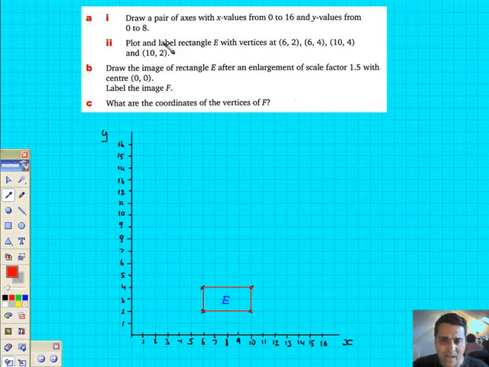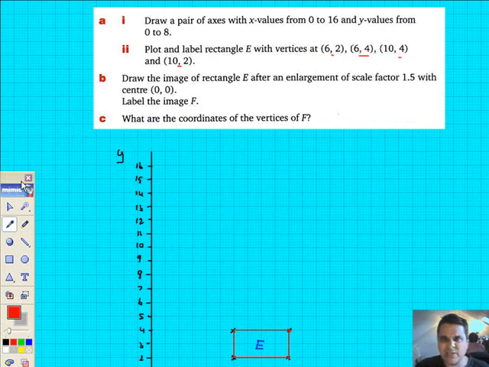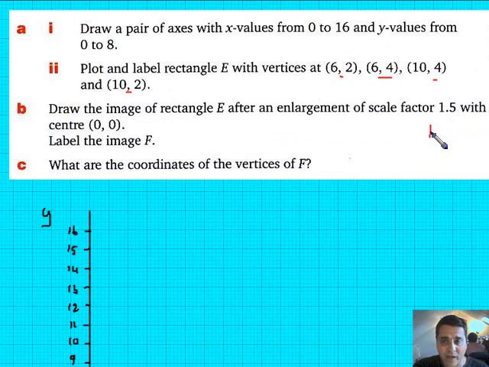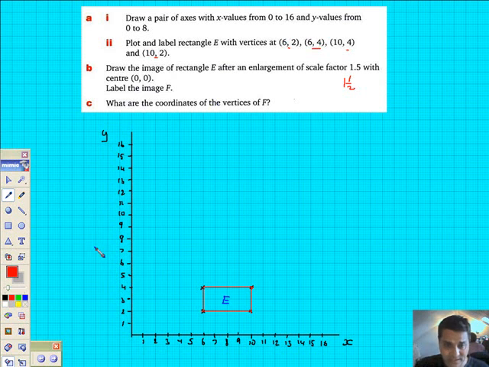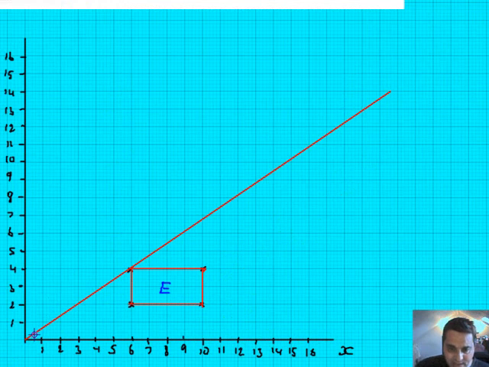So I've labelled and plotted the rectangle E, with coordinates (6, 2), (6, 4), (10, 2), (10, 4). That's these coordinates here. It's been done previously just to save a bit of time. It says draw the image of rectangle E after an enlargement of scale factor 1.5, in other words 1.5 times, with centre (0, 0). Alright, so this time we're going to start from a known centre of enlargement. Let's just put construction lines, or little light rays I like to call them, through each vertex, and we'll see where we go.